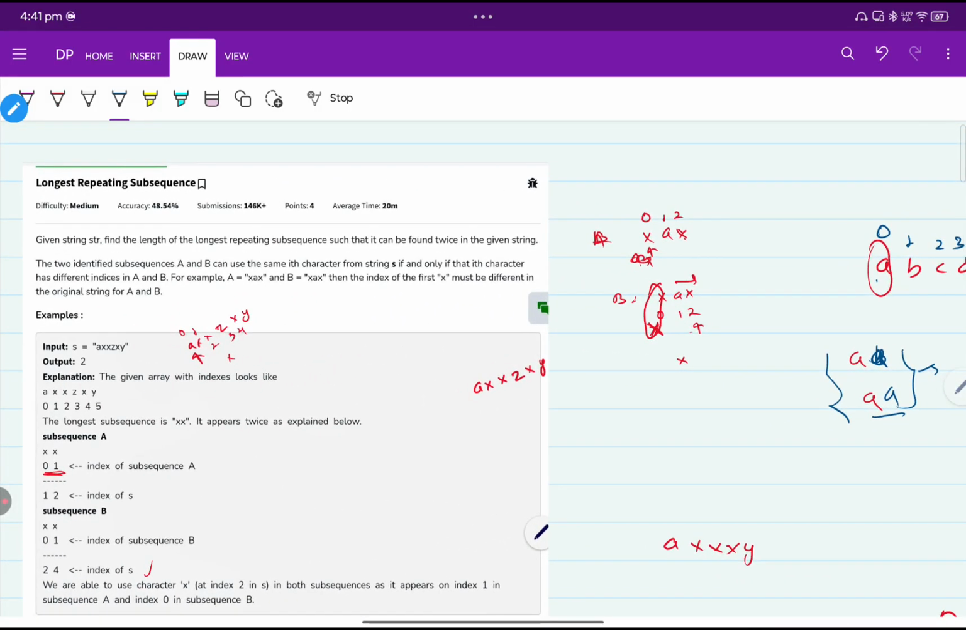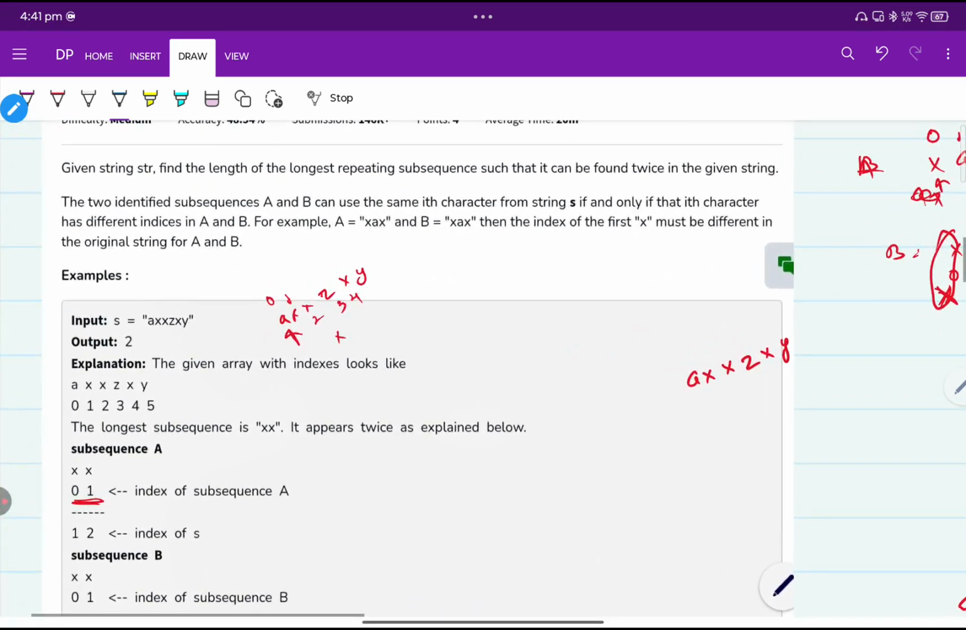It is written here that two identical subsequences A and B can have the same ith character from the string if and only if the ith character has different indexes in A and B. For example, with XAX and XAX, the index of the X in the first subsequence must be different from the index of the X in the second.